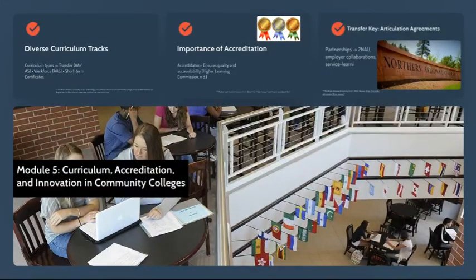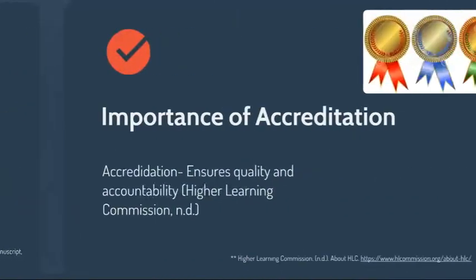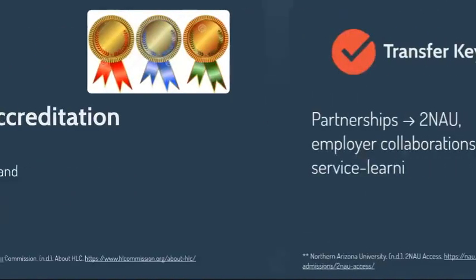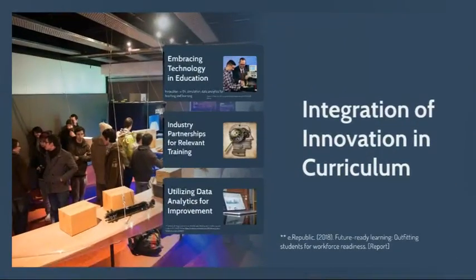Module 5, Curriculum, Accreditation, and Innovation in Community College. Community colleges give students different paths to reach their goals. Some programs, like the Associate of Arts or the Associate of Science, prepare students to transfer to universities. Others, like short-term certificates, help students build job-ready skills fast and move directly into the workforce. Accreditation is crucial for community colleges as it ensures educational quality and accountability. Articulation agreements establish partnerships between community colleges and universities to create clear pathways for students who are transferring to the university from community college. These agreements ensure that credits earned at the community college are recognizable, promoting student success and accountability across educational institutions.